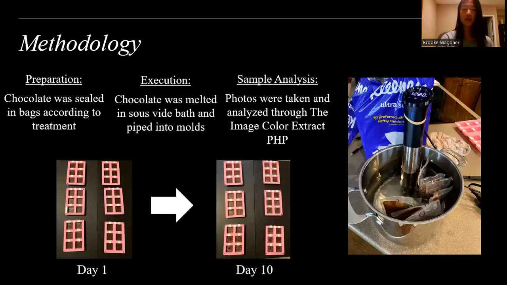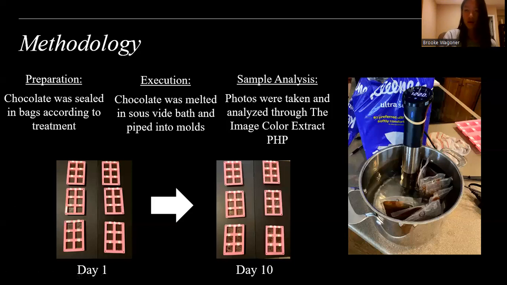So after the chocolate was melted, I piped it into these pink silicone molds down here. So a randomization process was employed. So there were 3 samples per trial, so that makes 12 samples per trial.